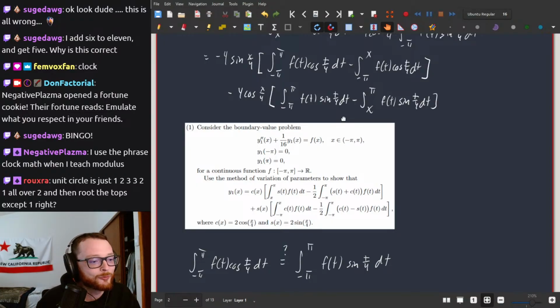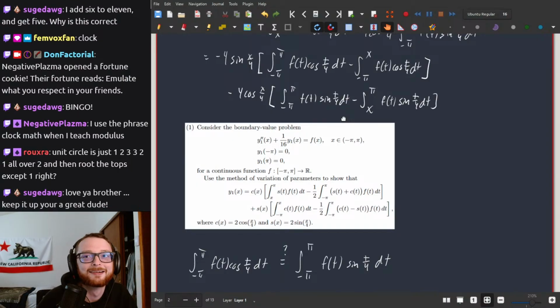The unit circle is just 1, 2, 3, 3, 2, 1 all over 2. Then root the tops except 1. Ooh. That's a neat way of remembering it. That's true if you're talking about the y values, like for sine. I think that works. Yeah.